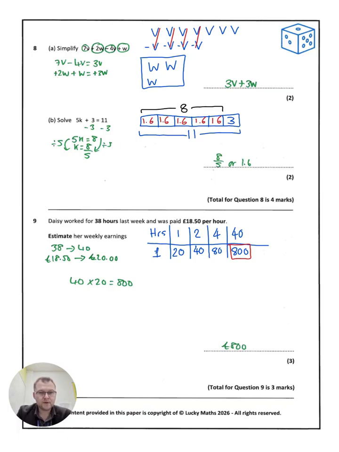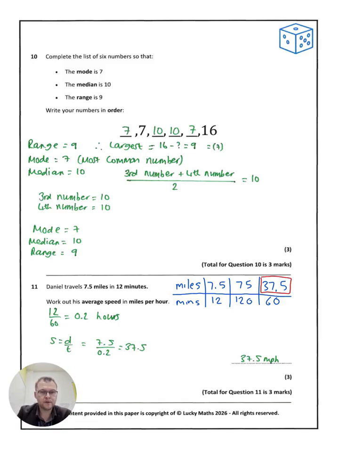Estimation, we're estimating to one significant figure. So 38 hours, we'll call that 40, £18.50, call that £20. If 1 hour is therefore £20, 2 hours, 4 hours, etc., it's 80, so 40 hours. A good estimate would be £800.